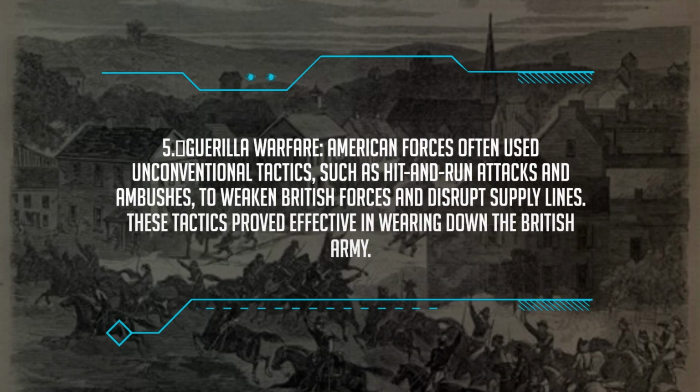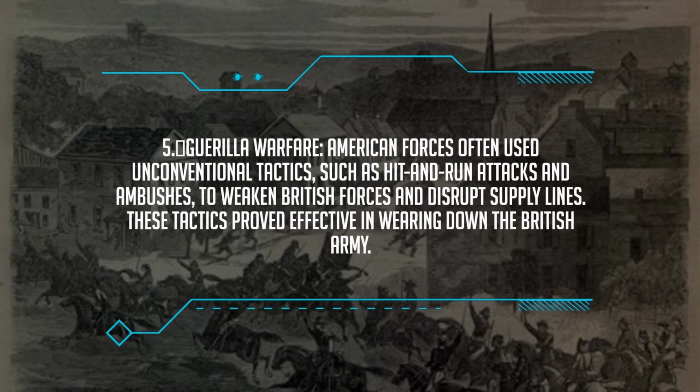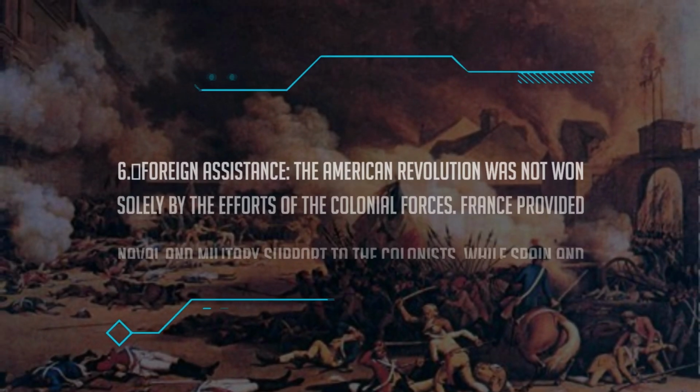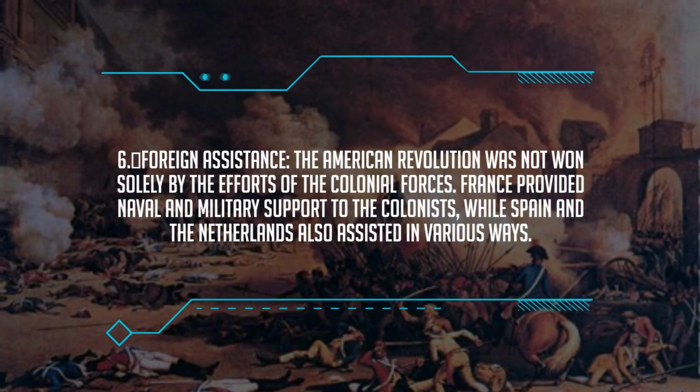5. Guerrilla warfare. American forces often used unconventional tactics, such as hit-and-run attacks and ambushes, to weaken British forces and disrupt supply lines. These tactics proved effective in wearing down the British Army. 6. Foreign assistance. The American Revolution was not won solely by the efforts of the colonial forces. France provided naval and military support to the colonists, while Spain and the Netherlands also assisted in various ways.